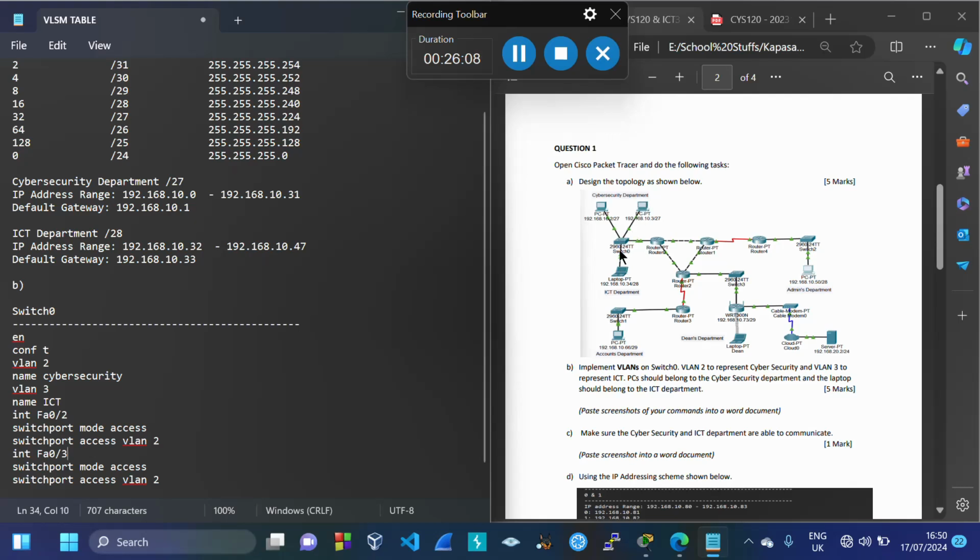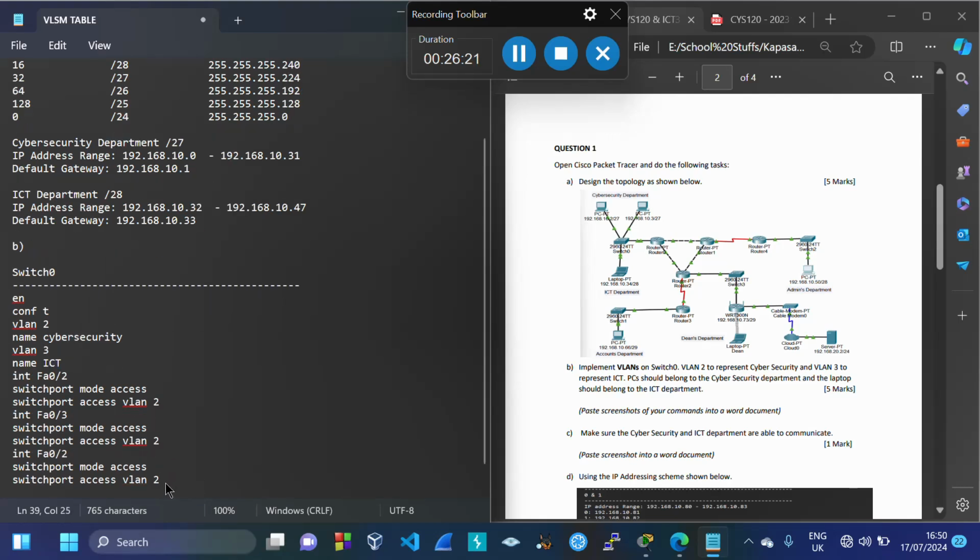Then we have this port which is going to the ICT department, which is VLAN 3. So this is FA0/4 based on my decision. So I'm going to do that. I'll say FA0/4 is supposed to access VLAN 3 to represent ICT. It means that each and every interface has been given access to its rightful VLAN.